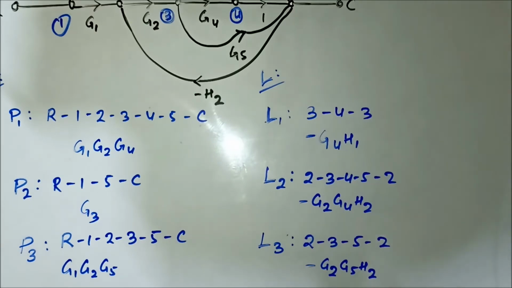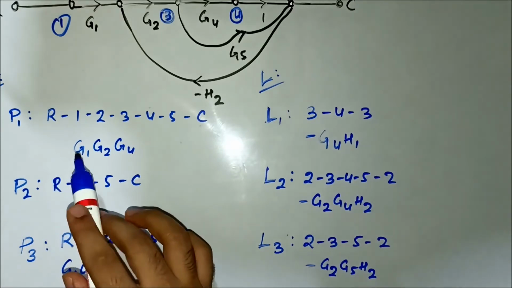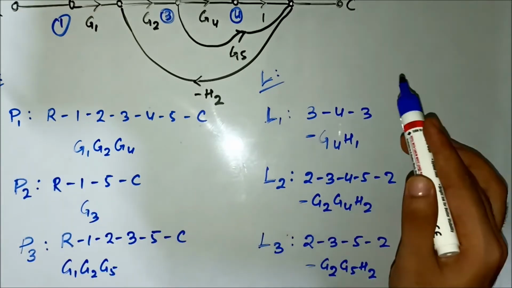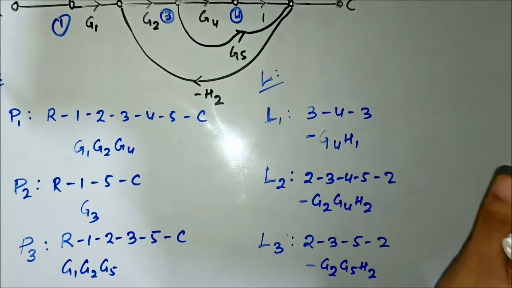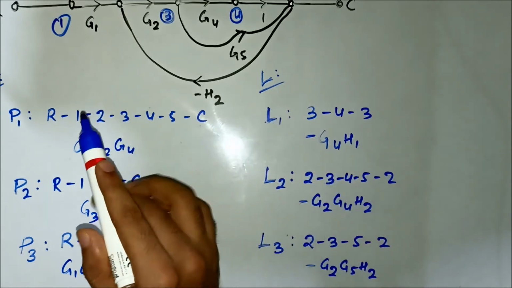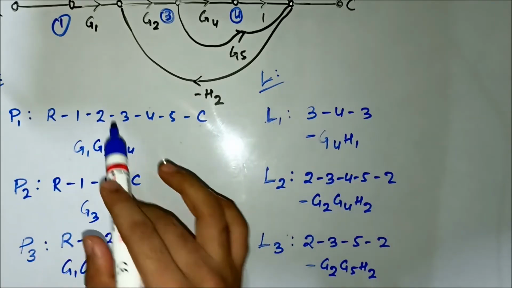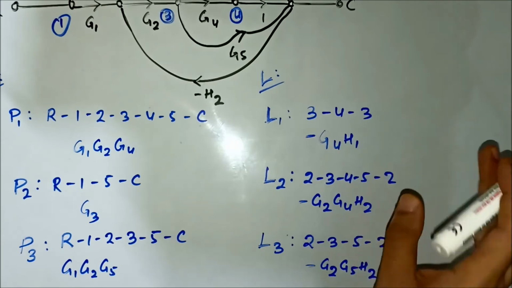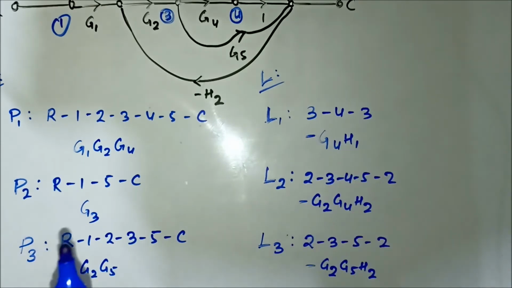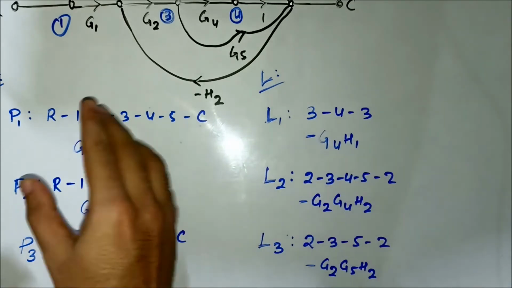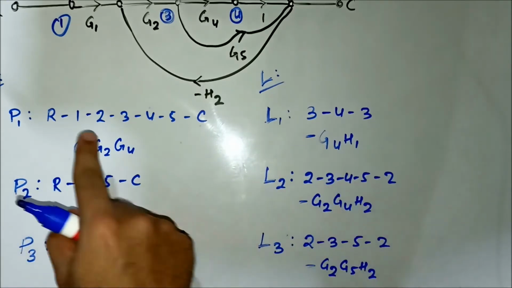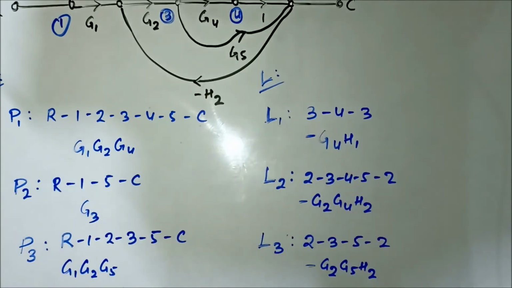Now we will see the path factors, that is whether the particular path has touched all the loops or not. For path 1, we have to determine whether it is touching all the loops. The best way to find out is to see if there are any common nodes between the path and the loop. If there is any common node, it means the path is touching the loop. If not, then it is not touching.